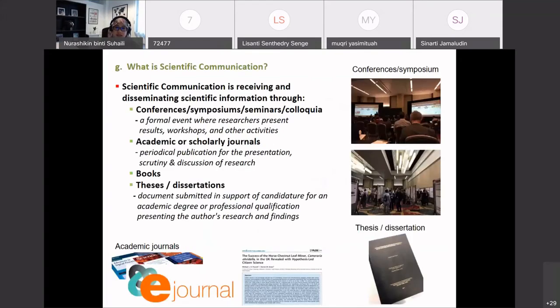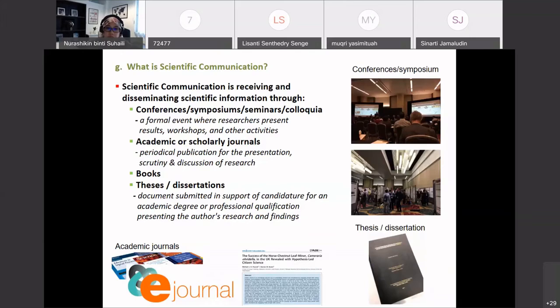So what is scientific communication? Now we are more specific to scientific, not just communication. It's about disseminating scientific information. What is scientific information? It's about, for example, the results of your research. Basically, because science and research can't be separated, it must go through the research. It's about research discoveries. So how are we going to disseminate the scientific information?